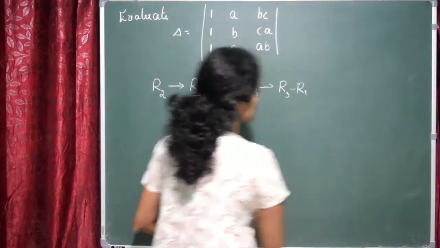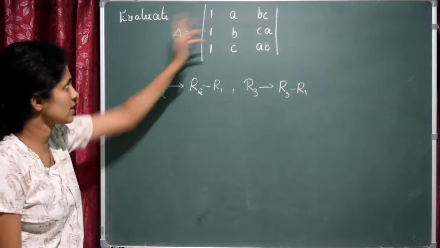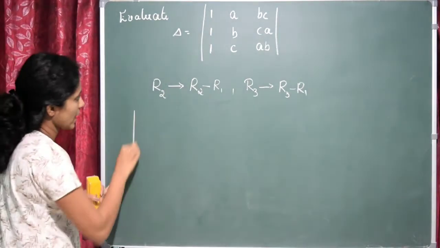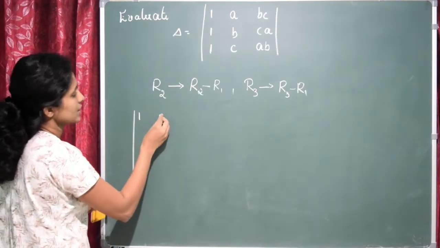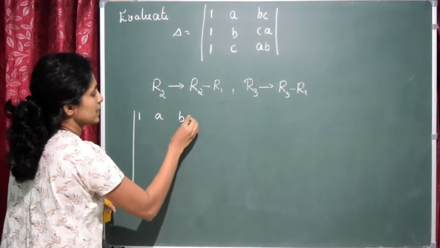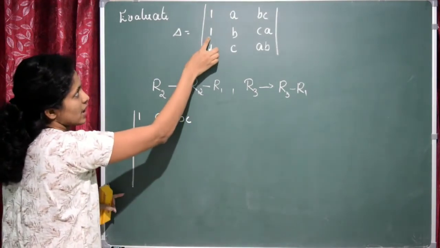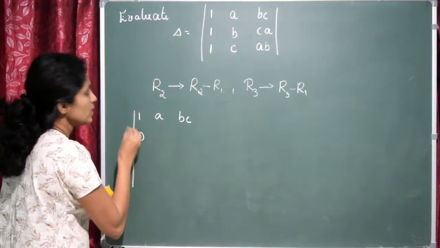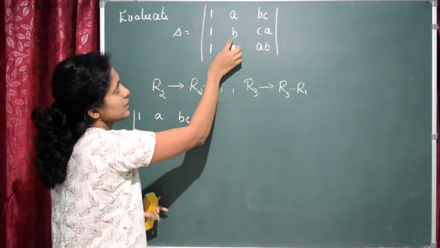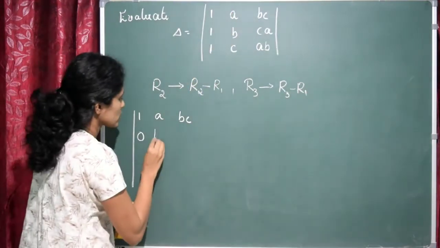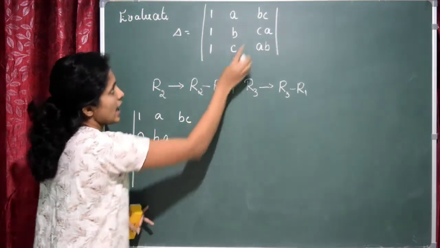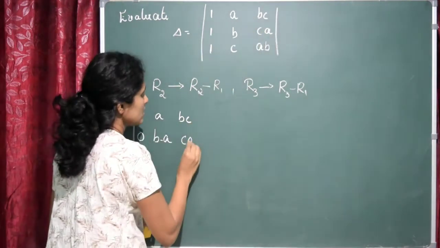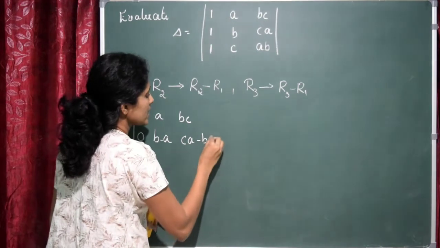Now we'll use this operation. So R2 is changing. Now the remaining terms are as they are, so the first row is as it is: 1, A, and BC. R2 minus R1: 1 minus 1 will be equal to 0, right? And then B minus A, so this is now B minus A and this is CA minus BC. Is it clear?